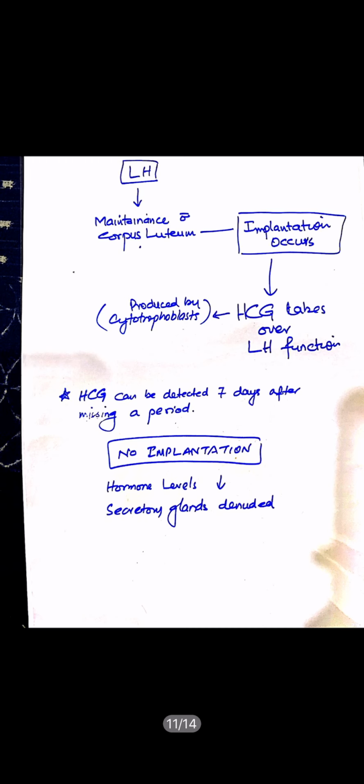If implantation occurs, the HCG produced by cytotrophoblasts takes over the LH function. Implantation has occurred and pregnancy is there, and HCG is then in the urine. HCG can be detected 7 days after a missed period. If there is no implantation, as I already told you, FSH and LH levels start decreasing and the secretory glands are denuded and you have menstrual bleeding. So, this is how estrogen acts on the whole cycle.